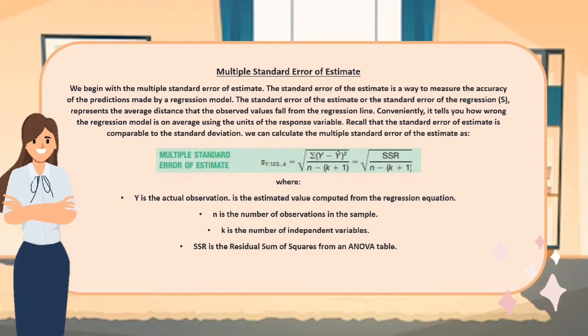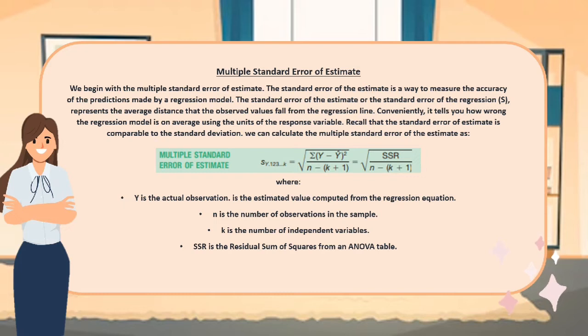Multiple standard error of estimate. We begin with the multiple standard error of estimate. The standard error of the estimate is a way to measure the accuracy of the predictions made by a regression model. The standard error of the estimate, or the standard error of the regression, represents the average distance that the observed values fall from the regression line. Conveniently, it tells you how wrong the regression model is on average using the units of the response variable.